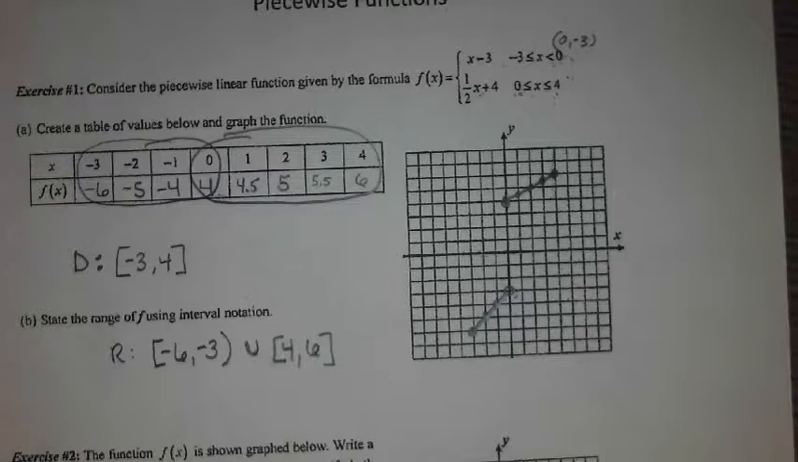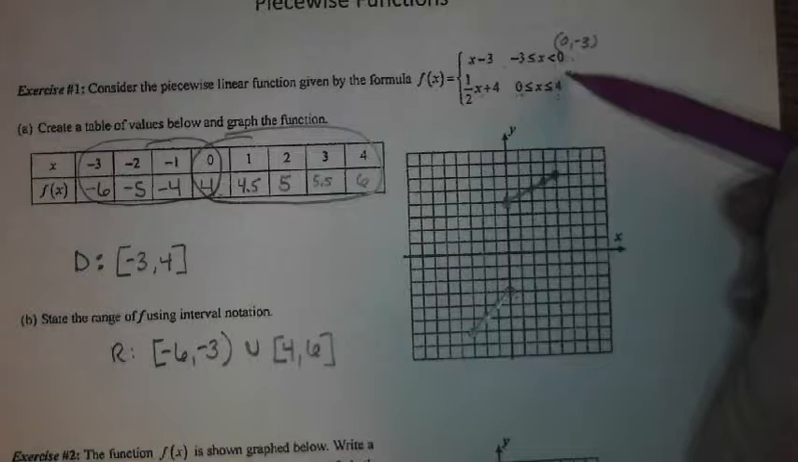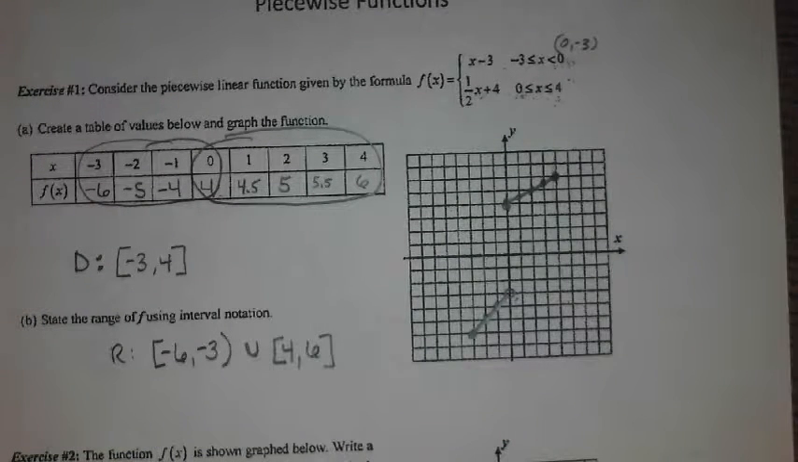So piecewise functions come in pieces. You determine what piece to use based on the intervals that they kind of tell you where your number falls. All right?